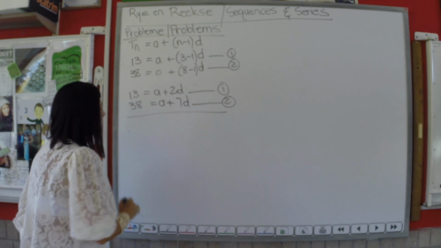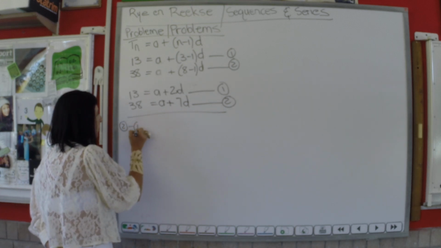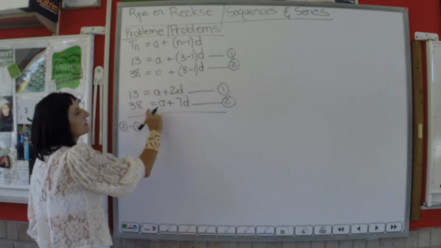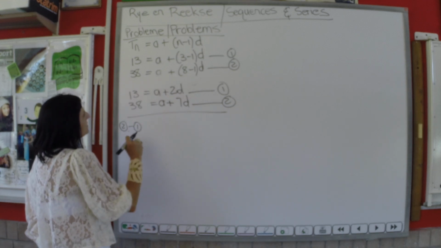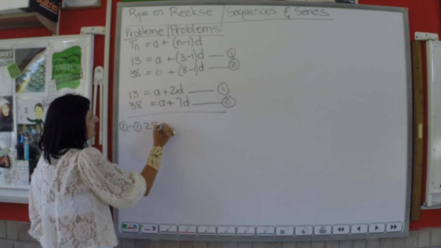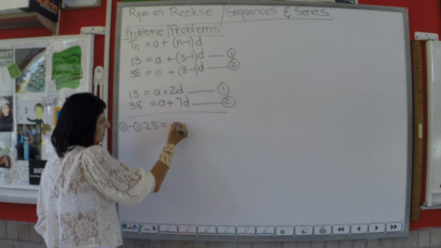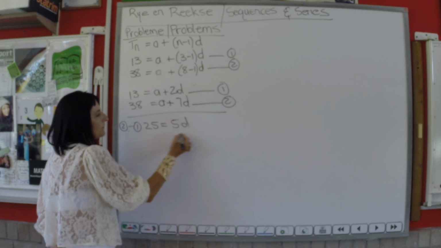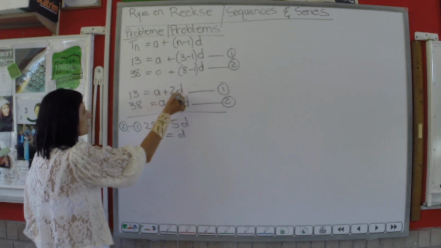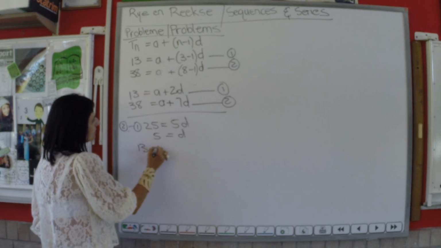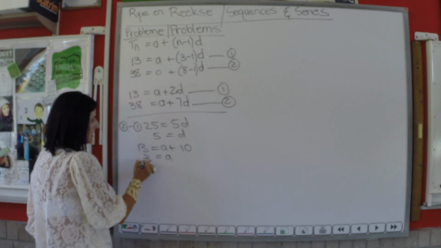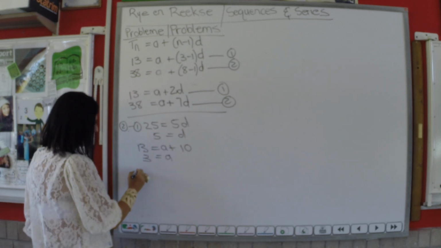We can simply take equation 2 and subtract 1. Hoekom vat jy vir 2 en minus 1, want 2 het groter waardes. Dit gaan makliker wees so op. So 38 minus 13, 8 minus 3 is 5, 3 minus 1 is 2, A minus A is niks, 7D minus 2D is 5D. So now we've got the value of D equals 5. If I substitute D into any one of these two, 13 equals A plus 2 D's is 10, therefore A equals 3. So now I've got A, the first term.